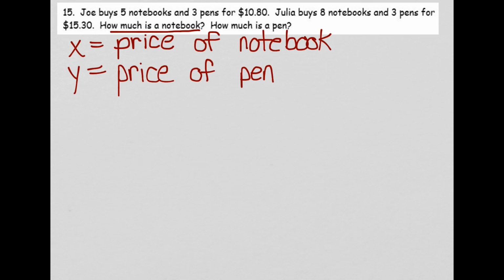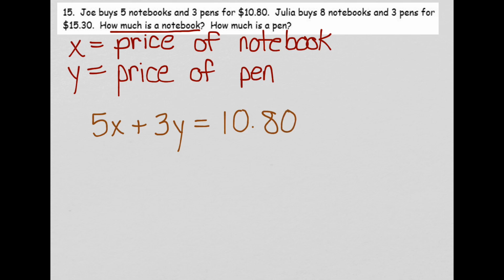Now I know what my variables are because I'm looking for the price of a notebook and the price of a pen. Well, let's write one equation for Joe. Joe buys 5 notebooks and 3 pens for $10.80. How much was one notebook? I don't know. I called it X. So if I bought one notebook, it would be whatever the price of that notebook is. If I bought 2 notebooks, it would be the price times 2. 3 notebooks would be the price times 3. I bought 5 notebooks, so it's going to be the price of a notebook times 5. So X times 5. And then same thing with the pen, so that's going to be 3 times the price of a pen. And he spent $10.80 altogether.